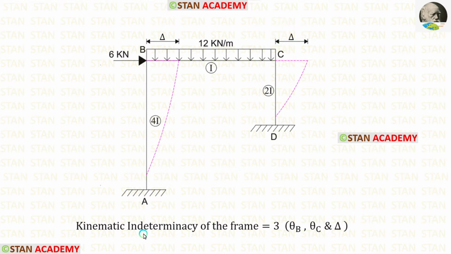Now let us find the kinematic indeterminacy of the frame. In the joint B, we have the slope theta B. In the joint C, we have the slope theta C. Also, we have the sway. So, the kinematic indeterminacy of the frame is equal to 3.